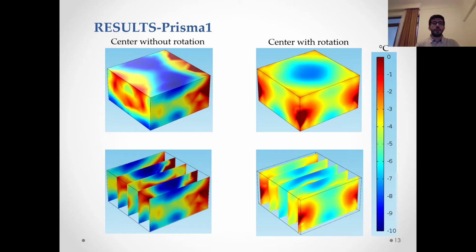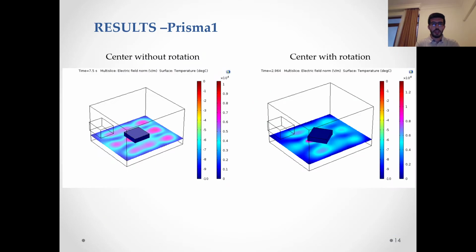Results. You can see the surface and slice temperature distribution for center without rotation and center with rotation. Rotation is really effective on the temperature distribution. With center with rotation, the sample side surfaces are exposed to different intense electromagnetic distribution during the process, which has improved the temperature uniformity.